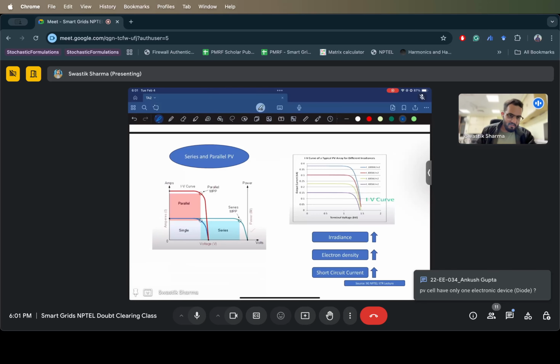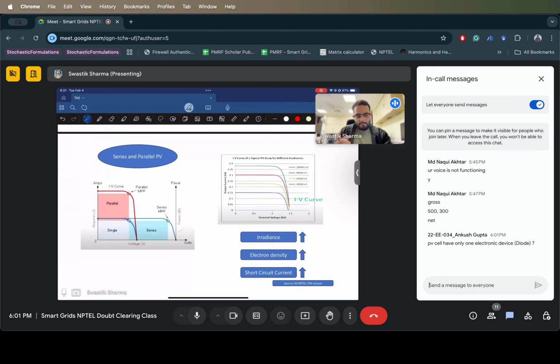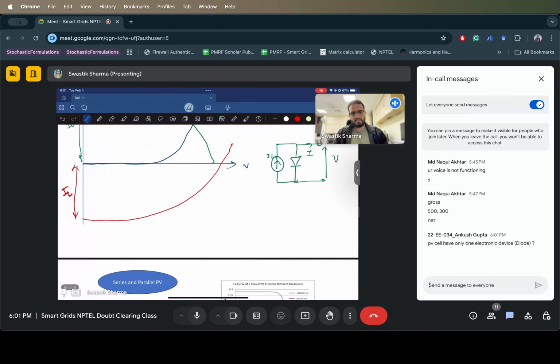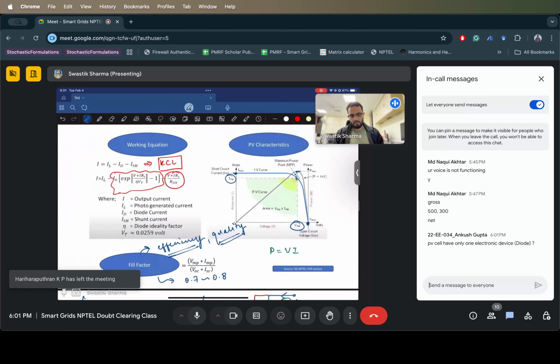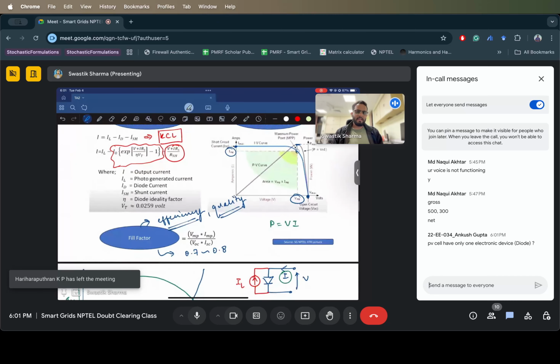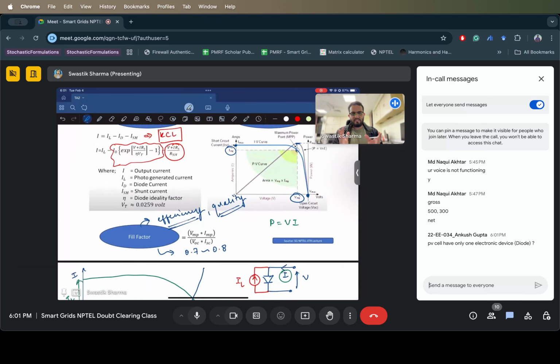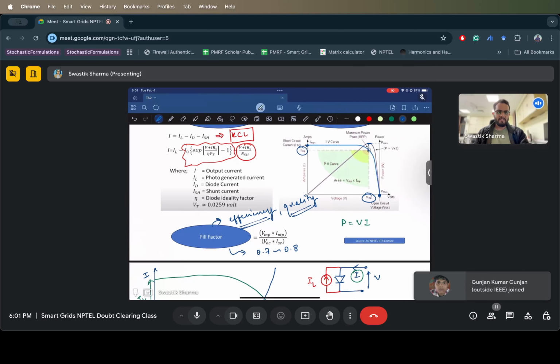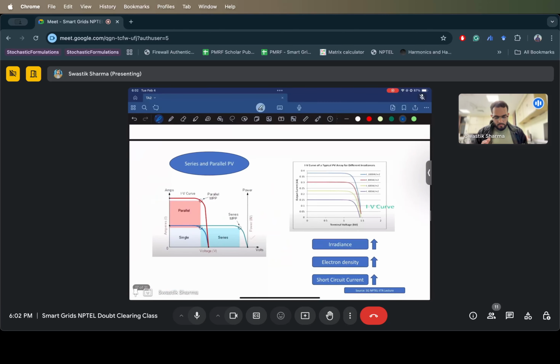PV cells have only one electronic device, a diode. One PV cell, yes. Multiple PV cells, we can have multiple. No, it's not a diode, it's just a representation. So we don't have a diode; it's a different arrangement. But in a single cell, we only have that because the open circuit voltage is 0.5 to 0.6 volts that we can maximum get from it. And this is how the IV curve will look.